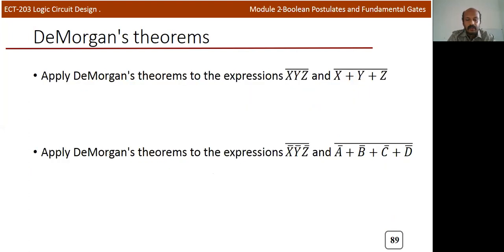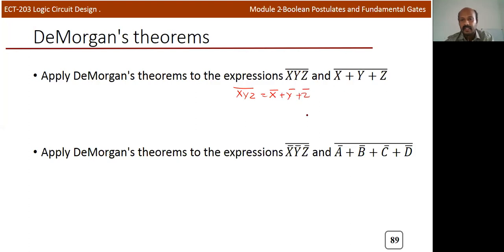Now we'll perform some simplification based on this. Here you can see we apply DeMorgan's theorem to the expression x y z the whole bar. We already explained DeMorgan's theorems for 2 variables. Now we need to apply it for 3 variables. So here you can see x bar, y bar, z bar. When you apply DeMorgan's theorem, this AND operation becomes OR, and you take the complement of the individual variables. So x bar plus y bar plus z bar.